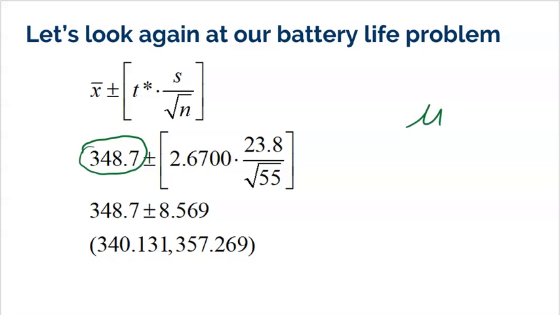Could be above it, could be below it, who knows. And then we take our margin of error, and our margin of error tells us how much we go up and how much we go down. It was about 8.5 minutes, and we got this interval. So what does this interval mean? This is a 99% confidence interval. But what does it mean?